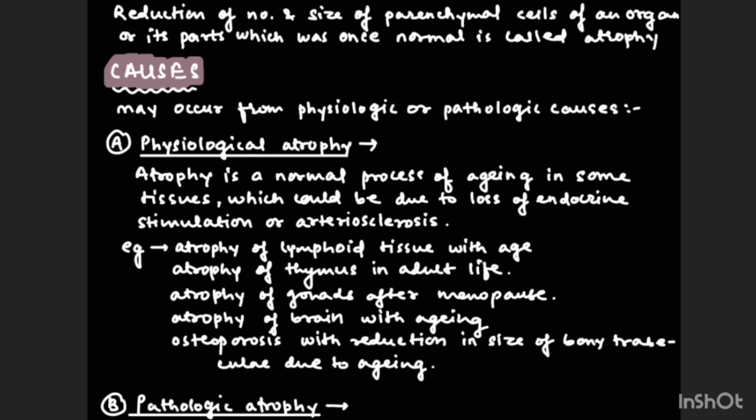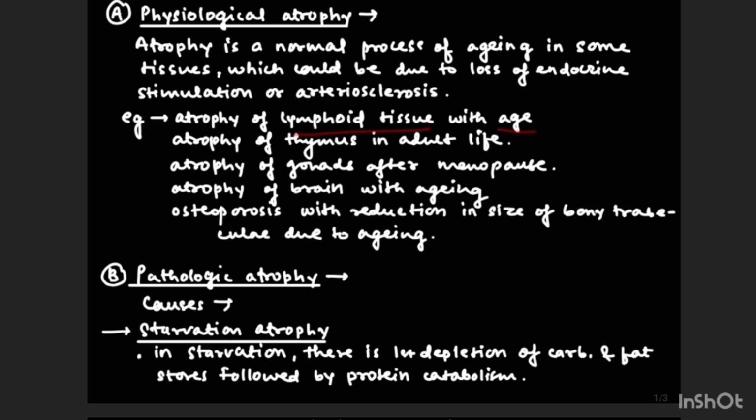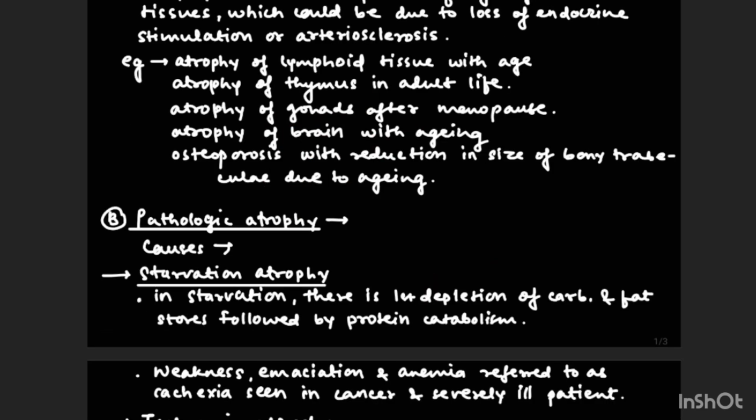First we will see physiological atrophy. In physiological atrophy, atrophy is a normal process of aging in some tissues, which could be due to loss of endocrine stimulation or arteriosclerosis. Examples are atrophy of lymphoid tissue with age, atrophy of the thymus in adult life, atrophy of gonads after menopause, or atrophy of the brain with aging. So these are some examples of physiological atrophy. With time, these things occur. There will be change in lymphoid tissue, thymus, as well as the gonads and brain. Now we are going to see pathologic atrophy.